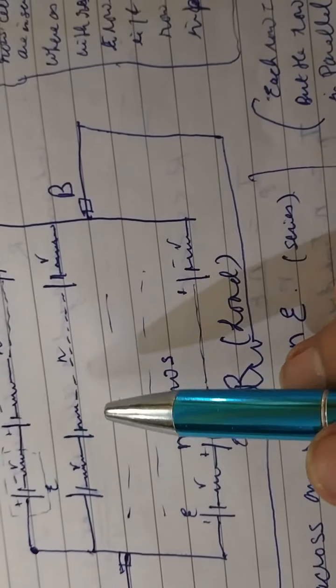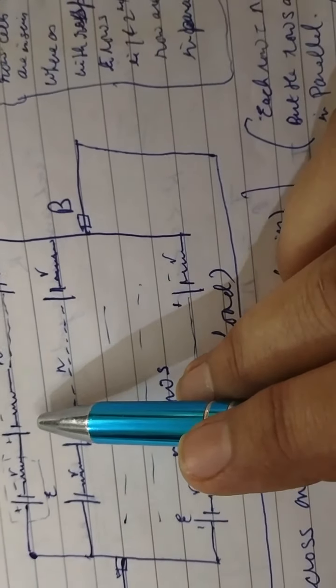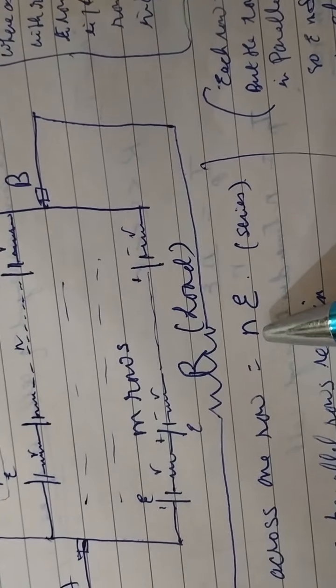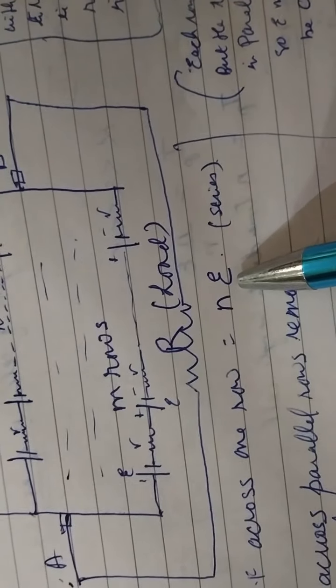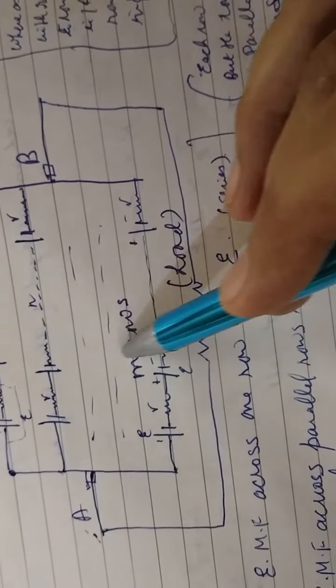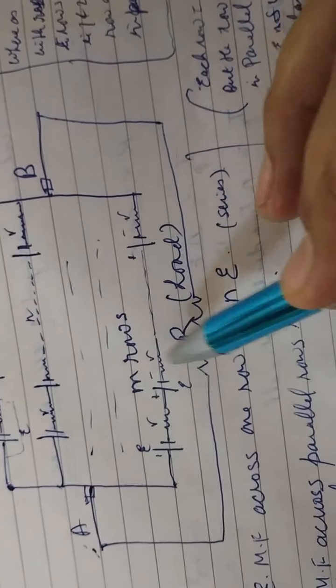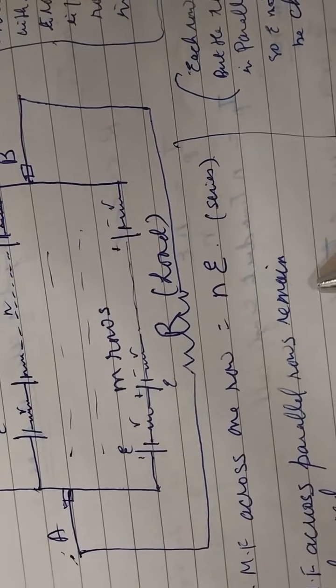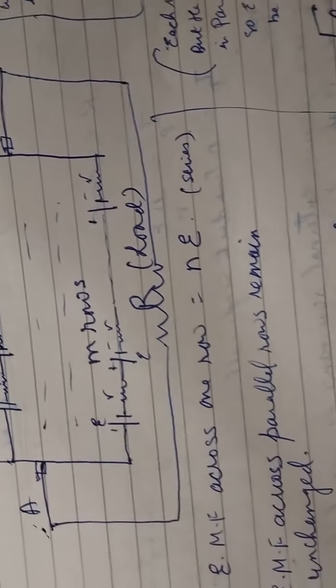So in parallel we know that EMF will remain the same. So EMF will remain NE. So this is EMF across one row is NE because it's in series. So these NE are connected in parallel. So in parallel EMF will remain same. So net EMF will be equal to NE. So EMF across AB will be equal to NE.